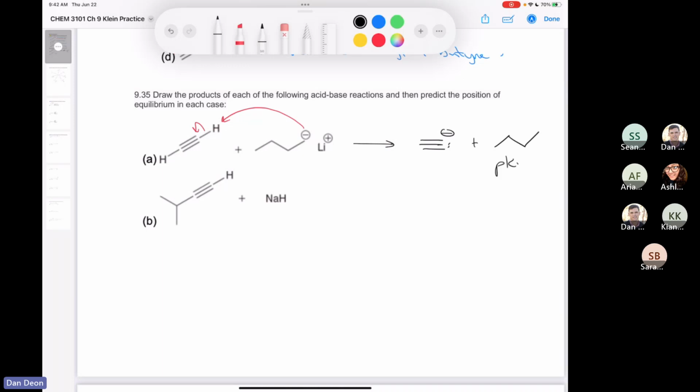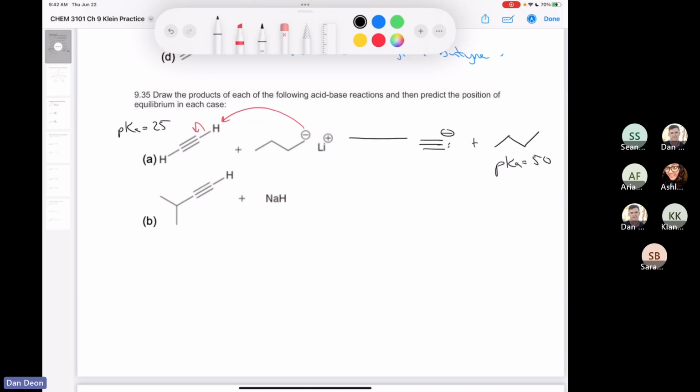Well, the pKa of an alkane is around 50, and the pKa of an alkyne is around 25, so we'll put 25 here. And remember, the equilibrium is going to lie to the side of the stronger acid or weaker acid. Which side will the equilibrium lie to, the weaker acid or the stronger acid? Could anybody answer that? Weaker or stronger? Yes, exactly. It's going to lie to the side of the weaker acid.